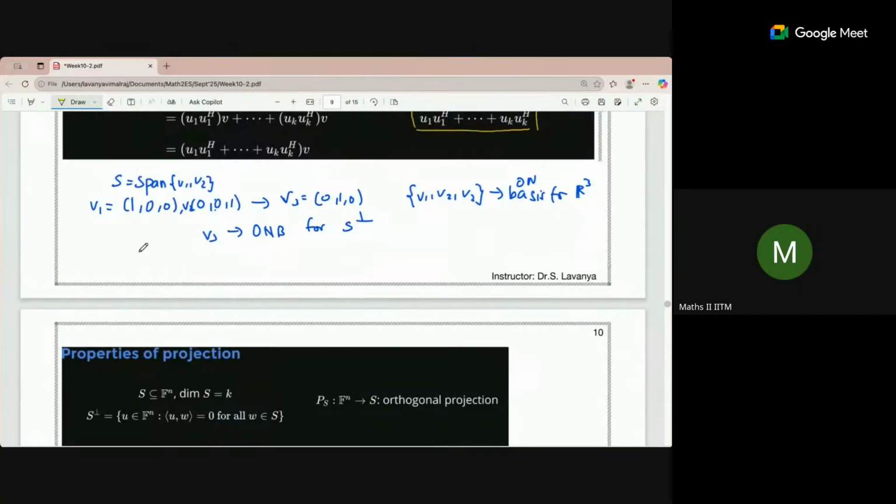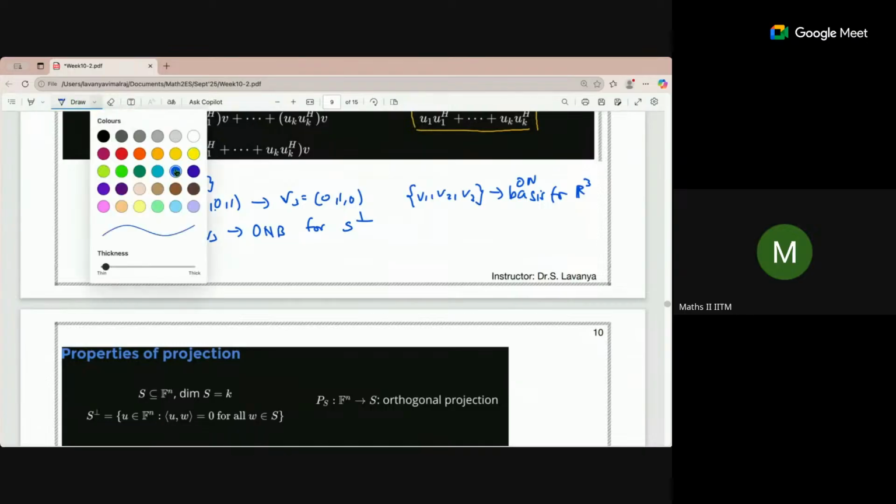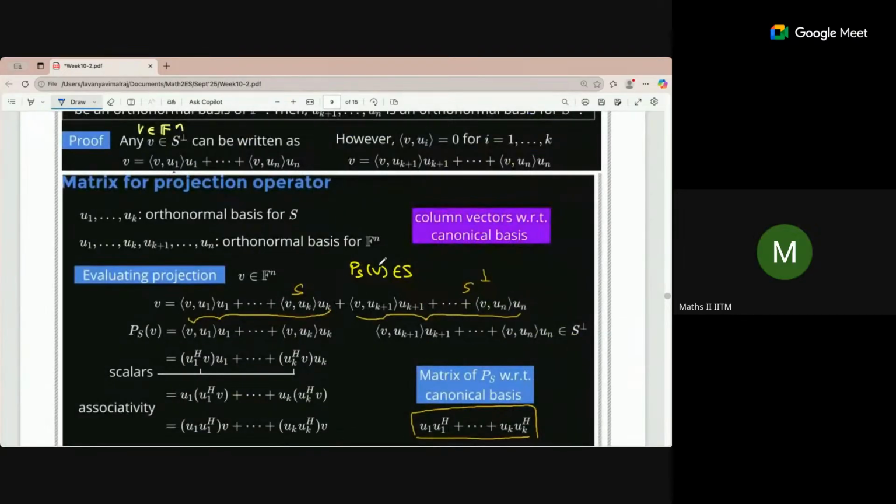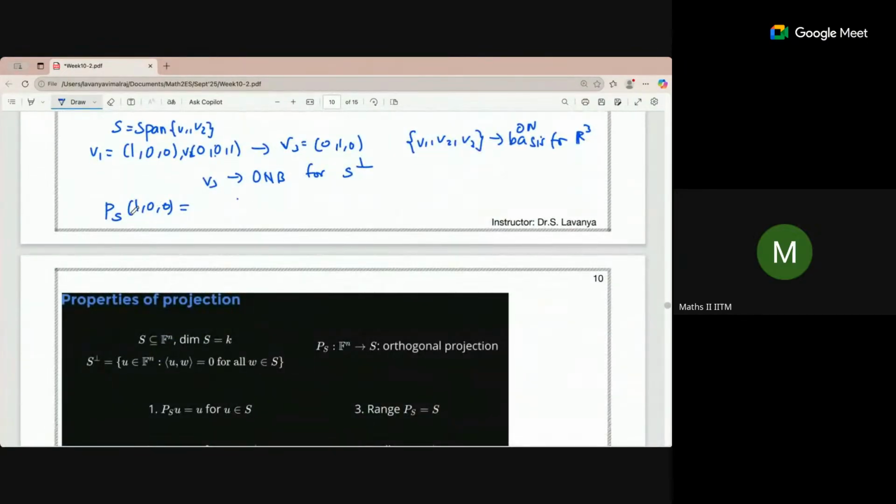So I'm asking some very basic questions to see your understanding of projection. What is the projection of this vector (1, 0, 0) onto S? (0, 1, 1). Why (0, 1, 1)? You are projecting onto S, so it should be in S only. It cannot go out of S. That's what I was discussing here also: PS of V should always be in S. So what is PS of (1, 0, 0)? It's exactly the same vector.